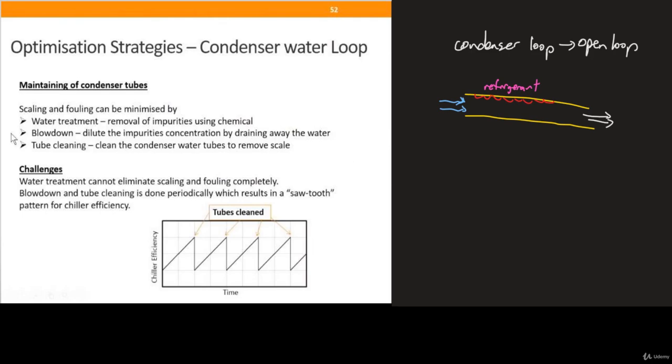First, you can use water treatment. You try to remove all the impurities in the water by using chemicals to dissolve the impurities. If not, you can use the blow down method.